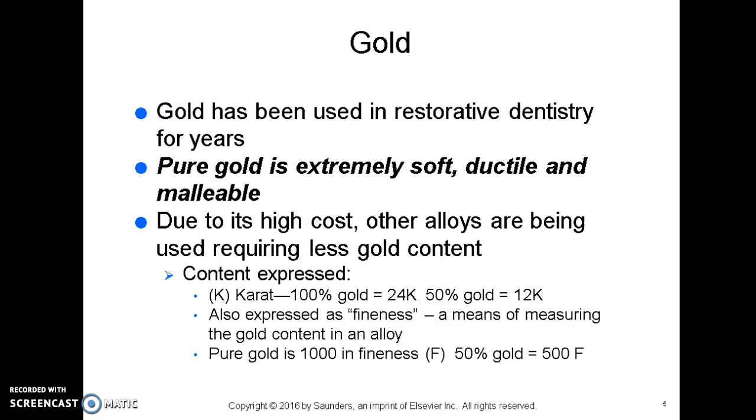Please note that content for gold is expressed in carats and fineness. So a capital K means carat. 100% gold is 24 karat gold. 50% gold with some other alloy mixed in is 12 karat. So again, this is also expressed as fineness, which is a means of measuring the gold content in alloy as well. Pure gold is 1,000 in fineness, and if it's half gold and some other types of alloys mixed in, it is 500 in fineness.